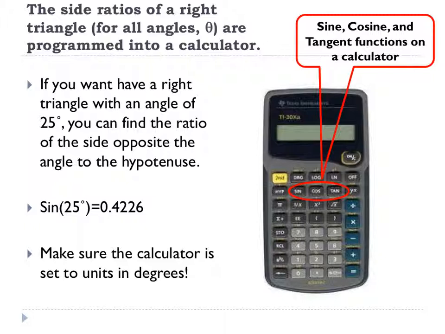So for example, here are the sine, cosine, and tangent buttons on the TI calculators that we use in class. If I wanted to know for 25 degrees what the opposite side divided by the hypotenuse would equal for a 25-degree angle within a right triangle, then I would push the sine button, and then I would input 25 degrees, and I would hit the equal sign here, and then I would retrieve this number from the lookup table.